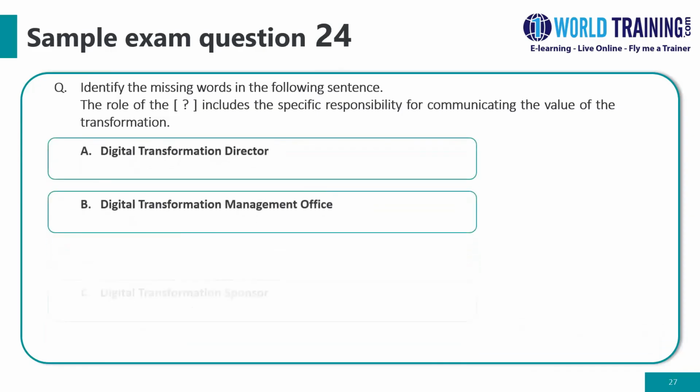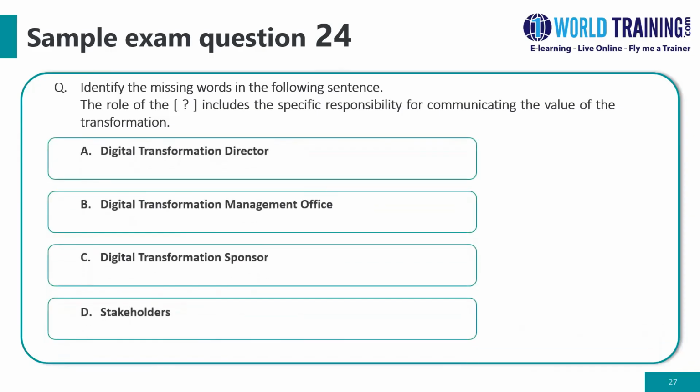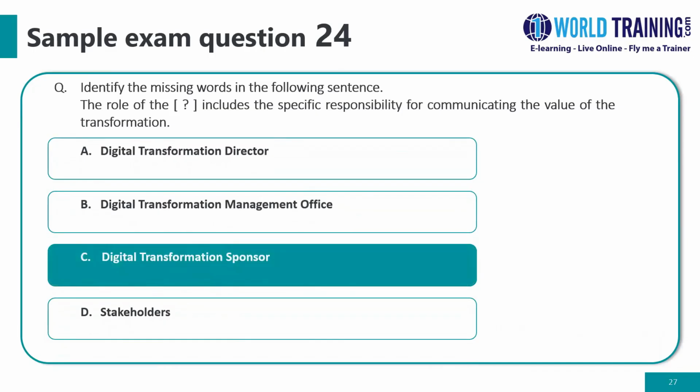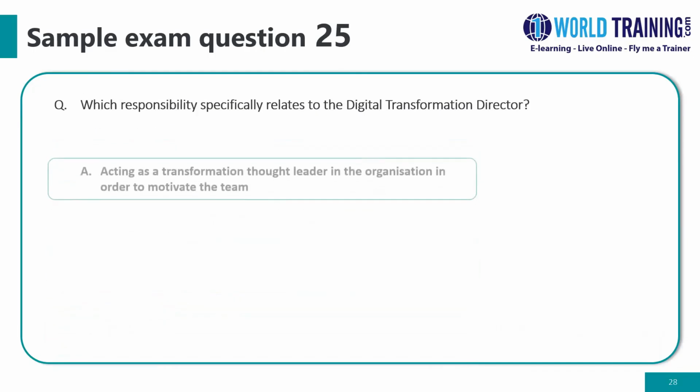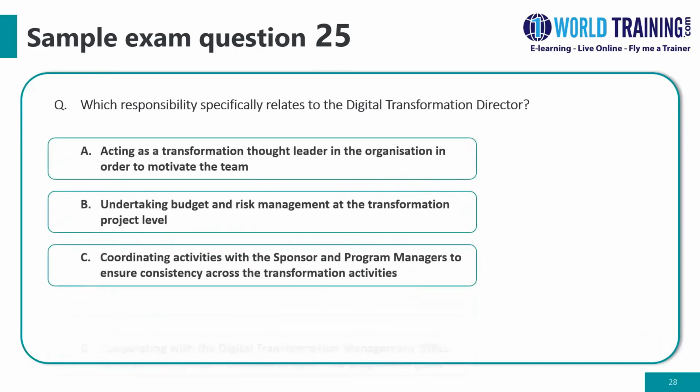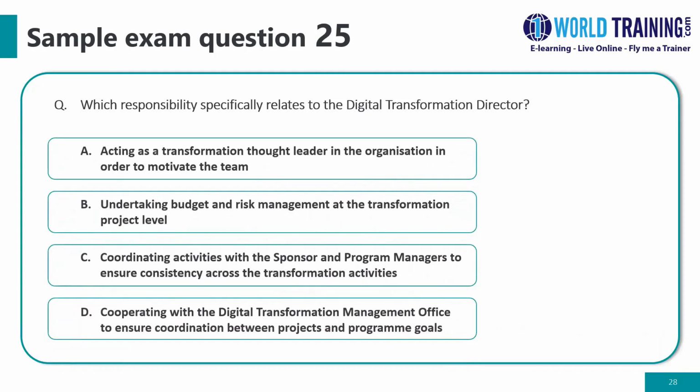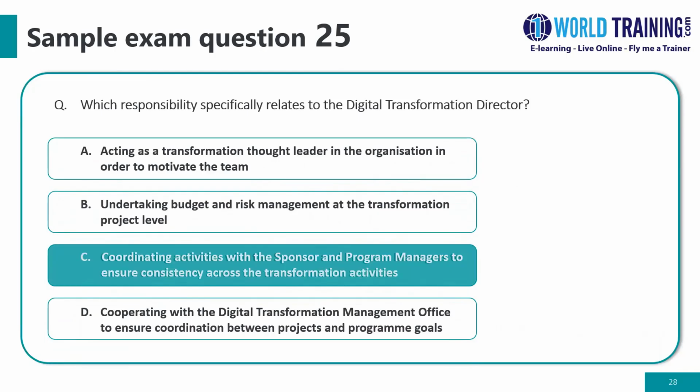Number 24, identify the missing words in the following sentence. The role of the dash includes the specific responsibility for communicating the value of the transformation. The answer is C, digital transformation sponsor. Which responsibility specifically relates to the digital transformation director? The answer is C, coordinating activities within the sponsor and program managers to ensure consistency across the transformation activities.